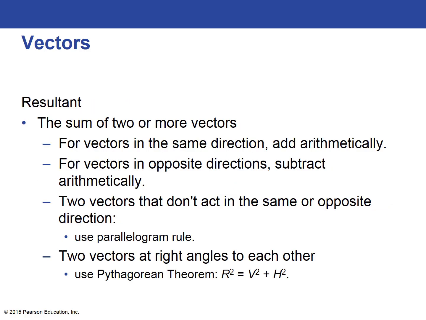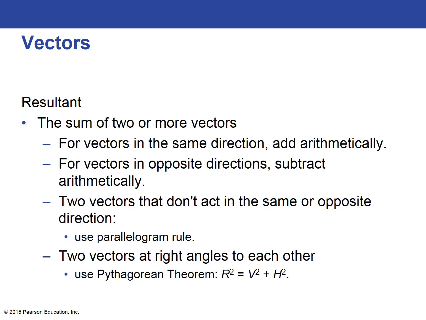Now, this slide simply is a review of what we said about adding vectors that are either in the same direction or in the opposite direction, which means that they either add linearly when they are in the same direction, or that they subtract from each other when they're in opposite direction. The last item I'll do first, which is two vectors at right angle to each other. This one uses the Pythagorean theorem, and we'll see that in the next slide as an example.